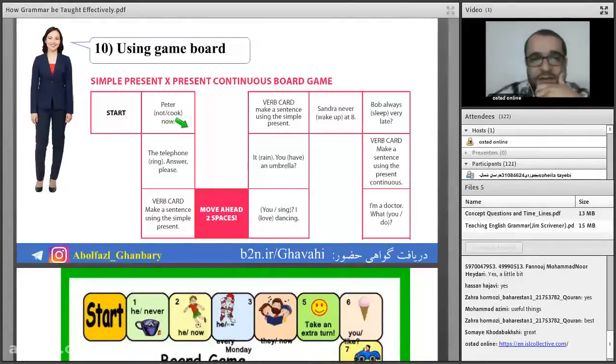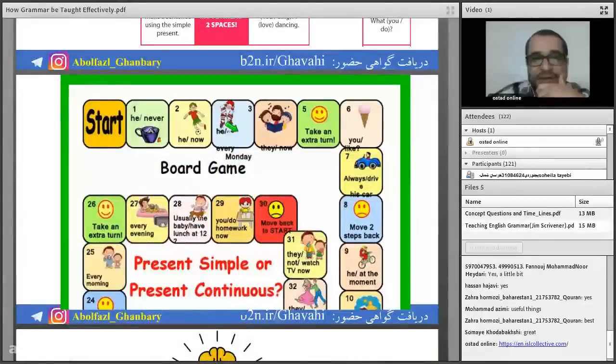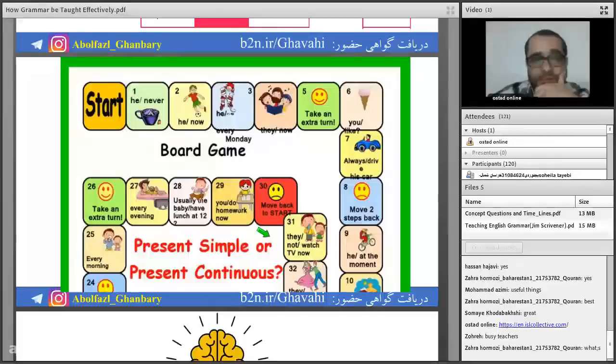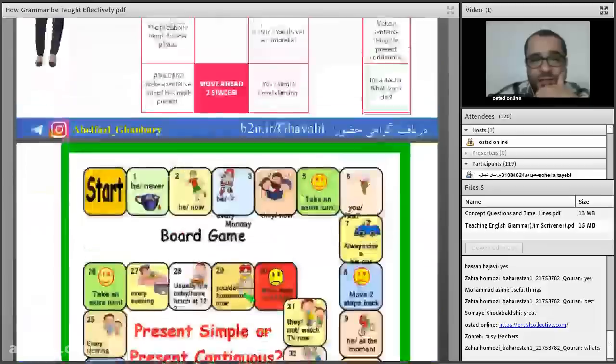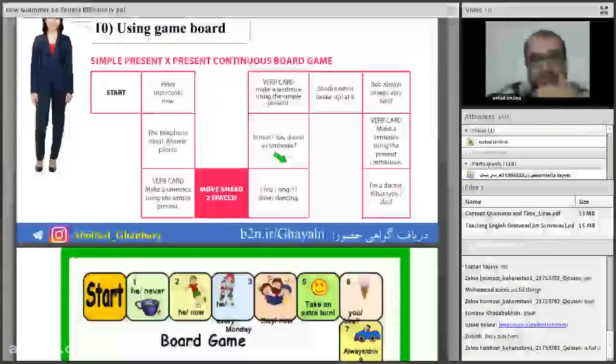For example, after starting and entering the first room, "Peter, not cook now," the learners should make this sentence, "Peter is not cooking now," because there is "now" at the end. And "the telephone ring, answer please," again here, it shows that the structure should be simple present continuous. Or this is another one for simple present. "He never, he, now, he," and so on.